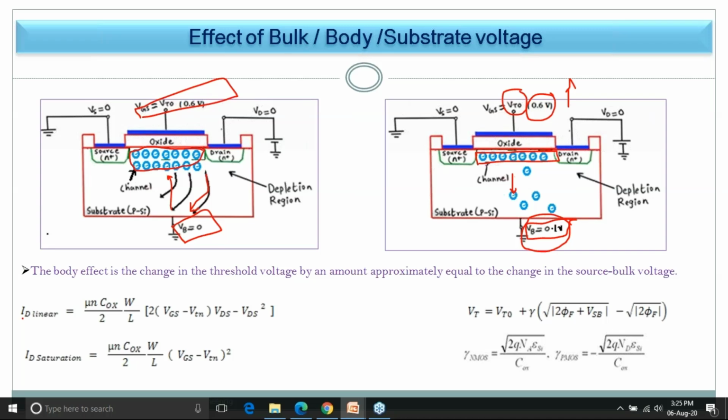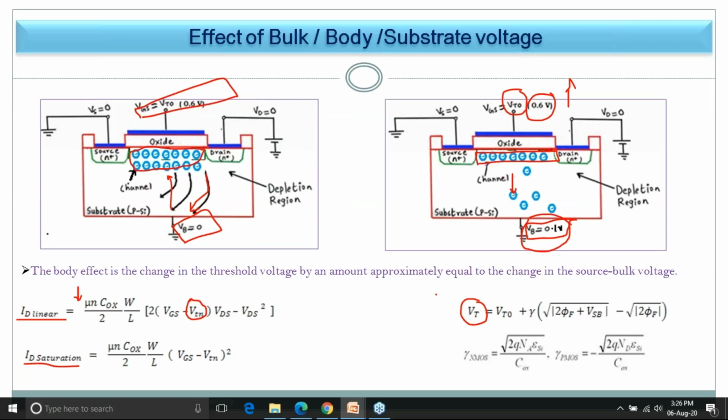Before going to that, this is my ID current in the linear region, and this is the saturation region. Now, how does this body effect affect this current? As body effect is related to the change in threshold voltage, and this threshold voltage appears over here also, as this increases, this particular value decreases, and that's why your ID decreases. So because of body effect, I can say my drain current decreases.